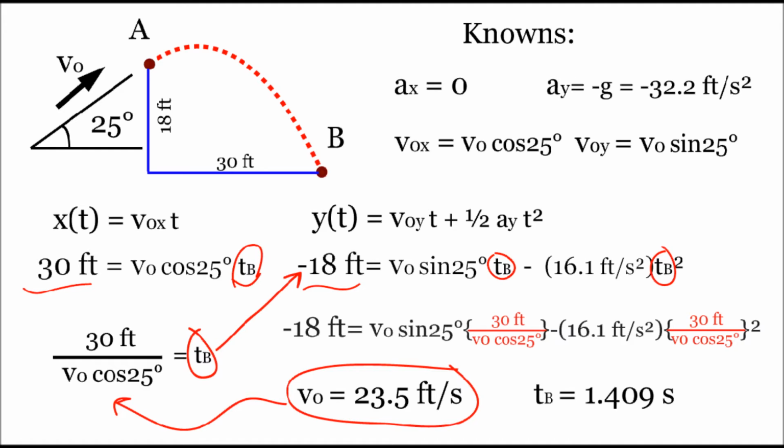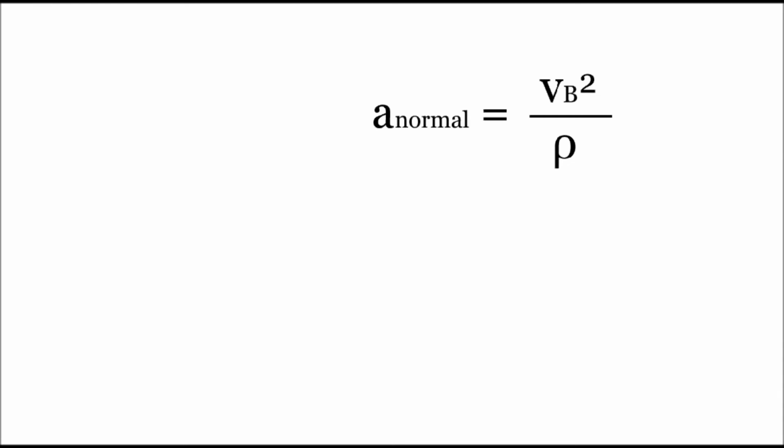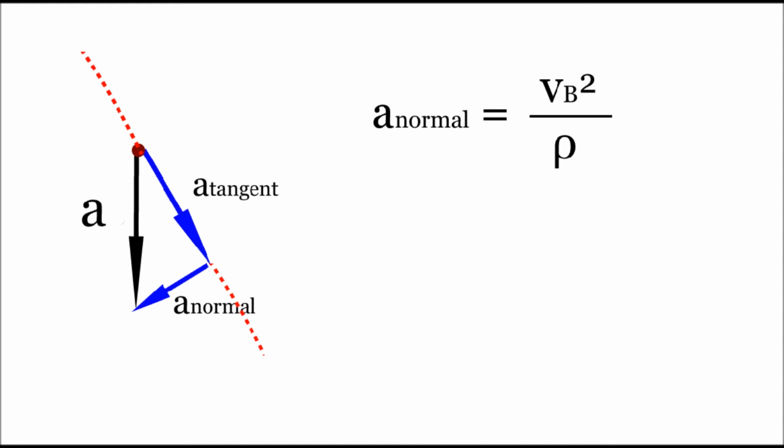Now we need to find rho, the radius of curvature. We'll use this equation that says the normal acceleration is equal to the speed squared over the radius of curvature. So let's say here's an object moving along a red dotted line. It has an acceleration a, and there's some component of the acceleration that points with the path. That's the tangential acceleration. What we're interested in is the normal acceleration, which is the component of the acceleration that's perpendicular to the path. Rearranging that equation, we can get this explicit formula for the radius of curvature, which is simply the speed squared over the magnitude of the normal acceleration.